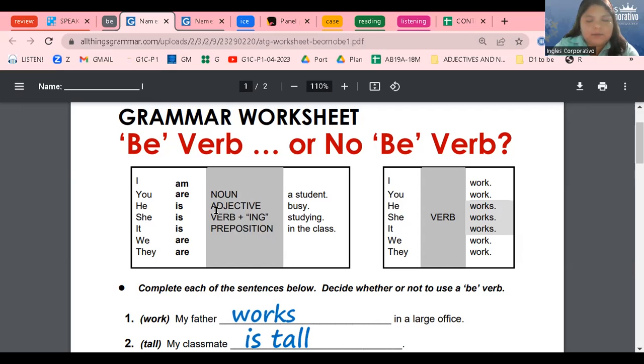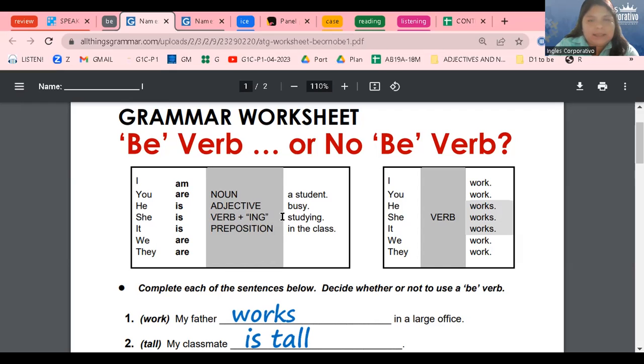Entonces, cualquiera de estos finales se refiere a los complementos que puede ir después del verbo to be. So a noun. So I am a student. So with occupations, we mentioned that, right? I'm a teacher, I'm a student. With adjectives, you are busy. You are busy, tú estás ocupado. And we also have another complement that can be, verb to be can be followed by an ing verb, right?